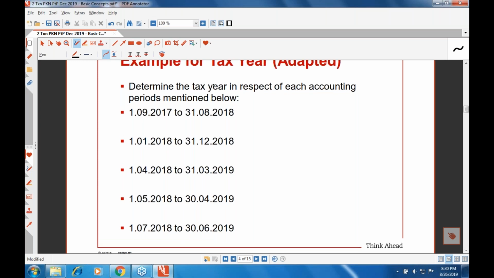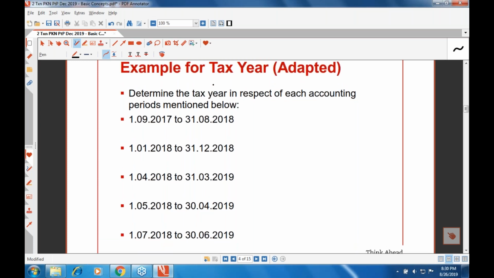Anyways, I would appreciate that if you people can attempt this example. I'm going to give you 3 minutes. You need to attempt this in order to decide what exactly is the relevant tax year it refers to.